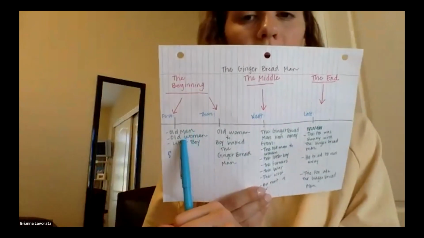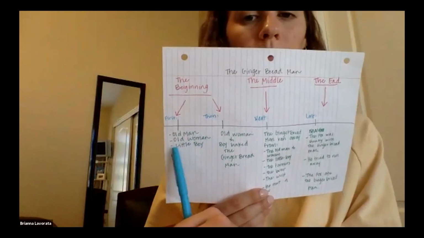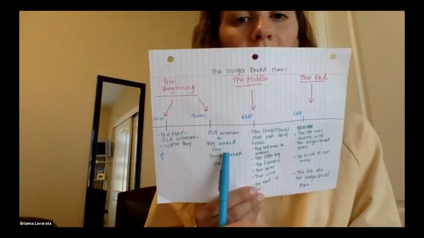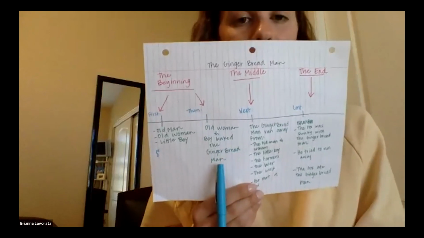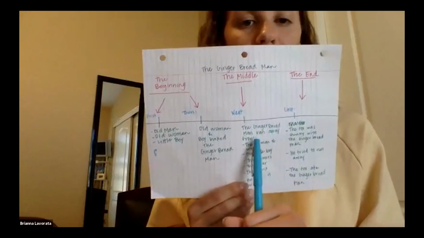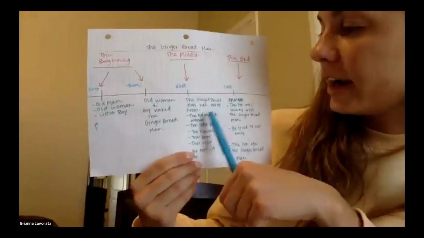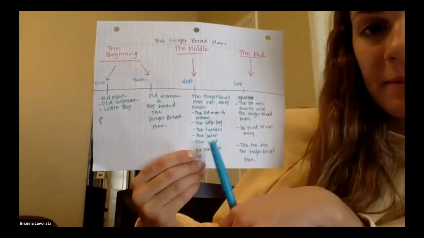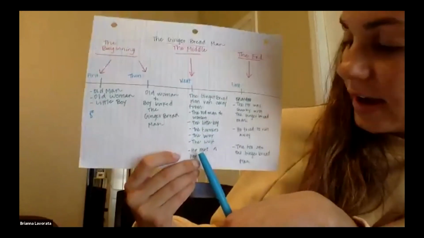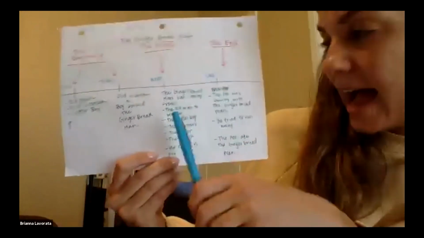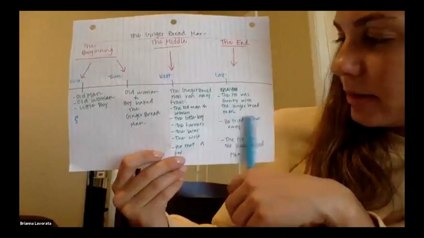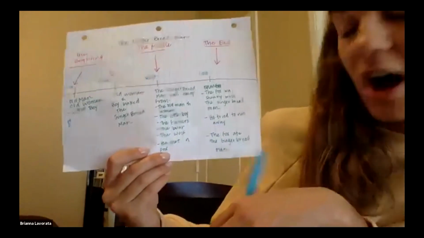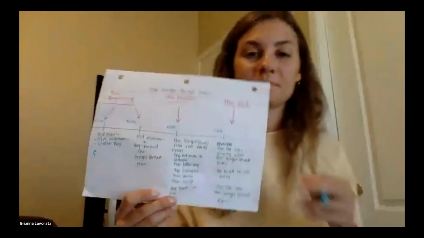First, there was an old man, an old woman, and a little boy. Then the old woman and the little boy baked the gingerbread man. Next, the gingerbread man ran away from the old man and woman, the little boy, the farmers, the bear, the wolf, and he met a fox. Last, the fox was sneaky with the gingerbread man. He tried to run away. The fox ate the gingerbread man.